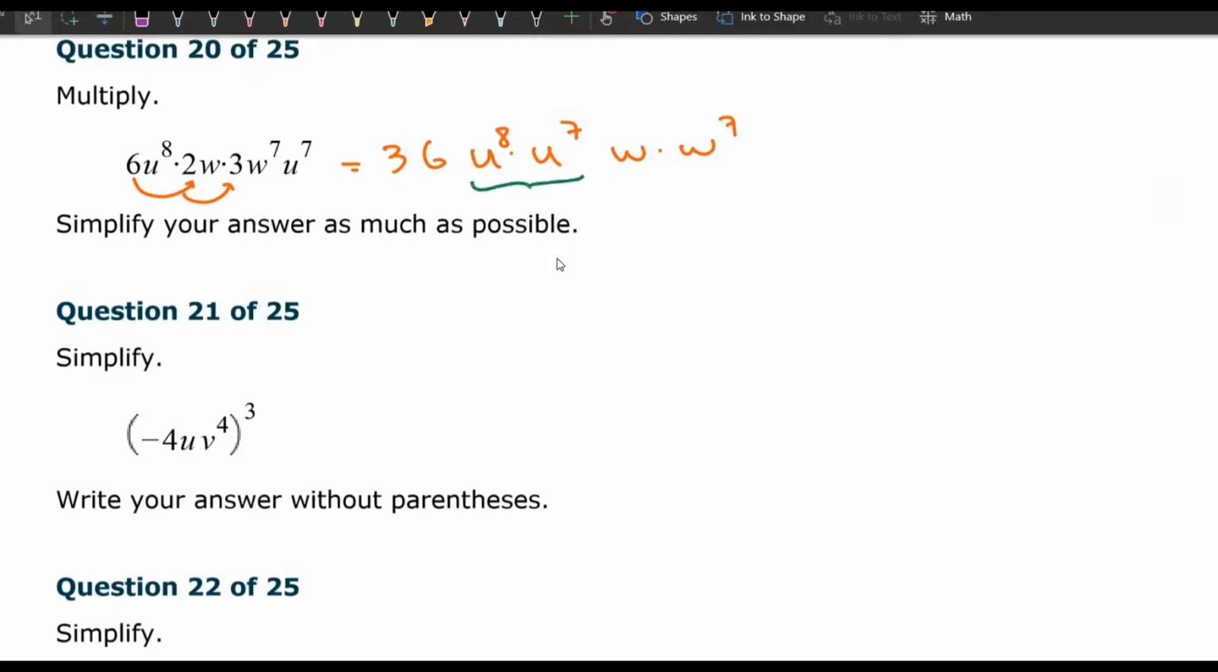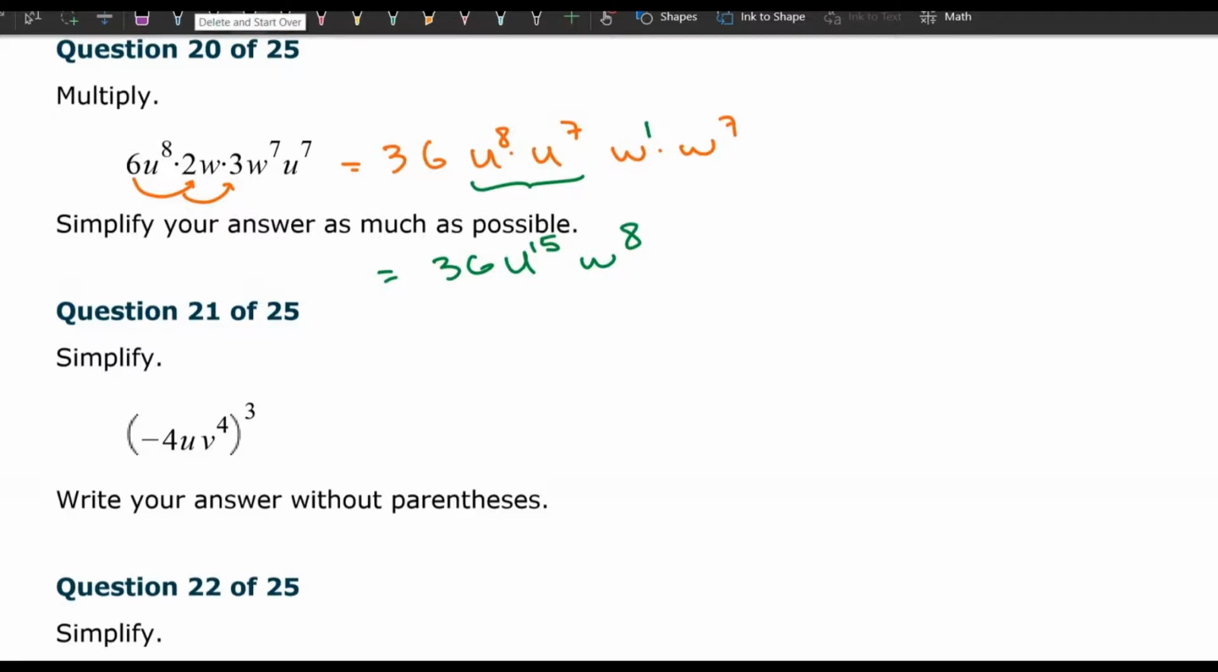Then we use the product rule to add the powers. U to the 8 times u to the 7 means u to the 8 plus 7, which is u to the 15. W times w to the 7 means w to the first times w to the 7. You add the powers, that gives you w to the 8. And down here, we bring down the 36.